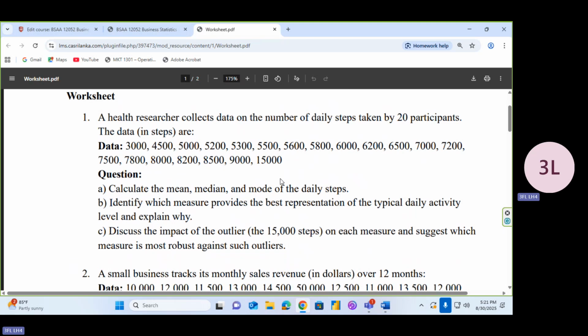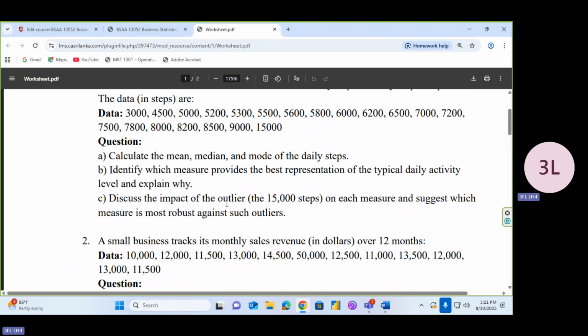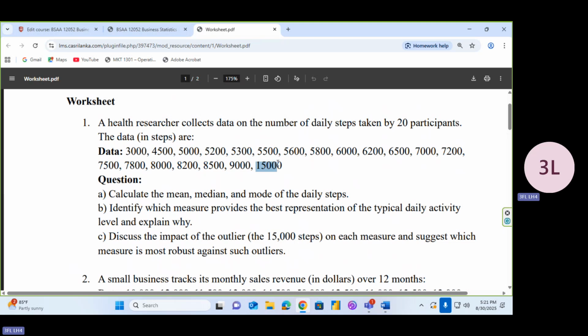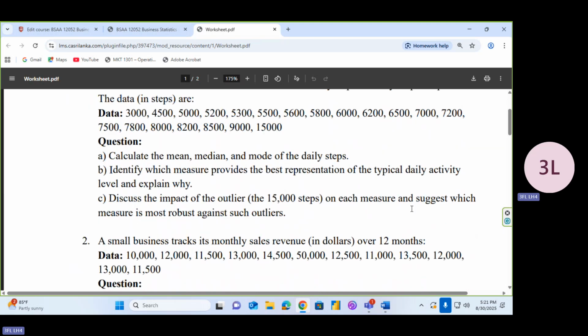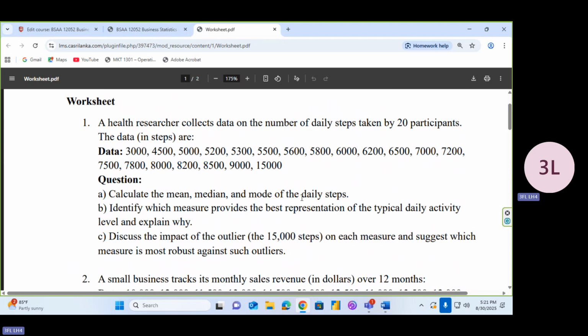Okay, it's clear. Then what does part C ask? Discuss the impact of the outlier on each measurement. Here you identified the outlier is 15,000. Now you found the mean and the median, and the mode value is not there. How does this 15,000 impact the mean and the median? Tell me, when we calculate the median, is the outlier affecting it or not? Is there an impact of 15,000? No. Why? For the median we find the middle point in the data set.